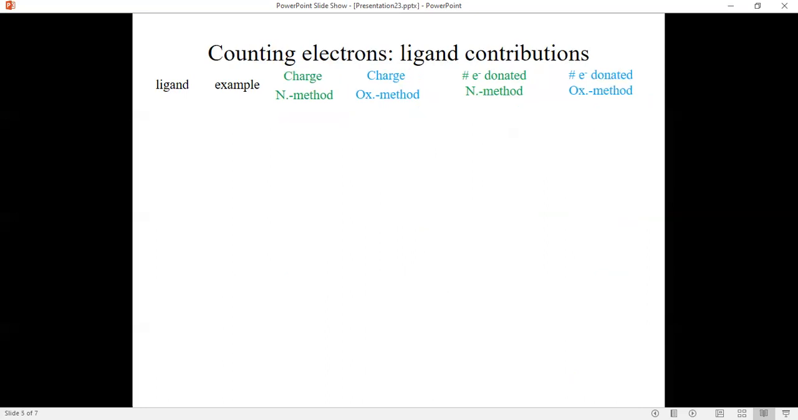Okay, one more round of examples. We have a carbonyl ligand. Carbon monoxide is a ligand. An example for this is, for instance, iron tetracarbonyl. In the neutral atom method, the charge is 0. So what is the charge in the oxidation state method?